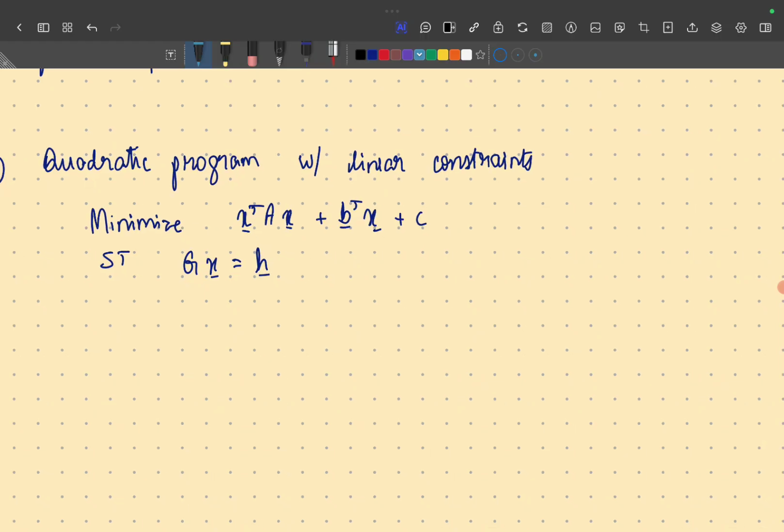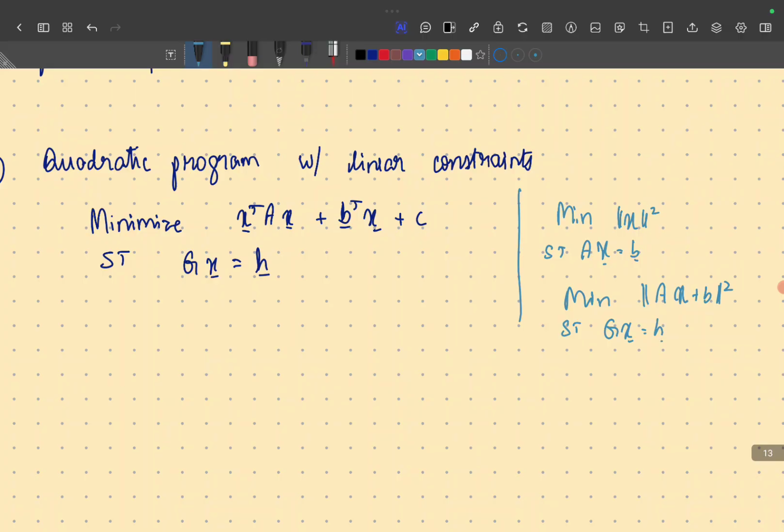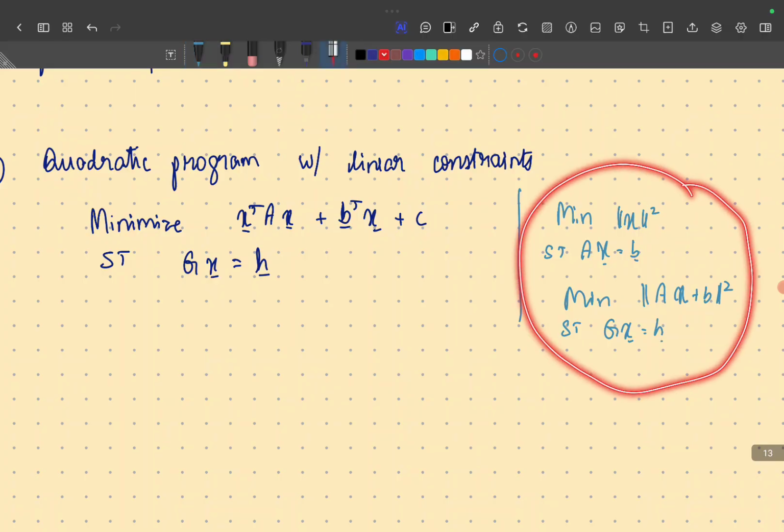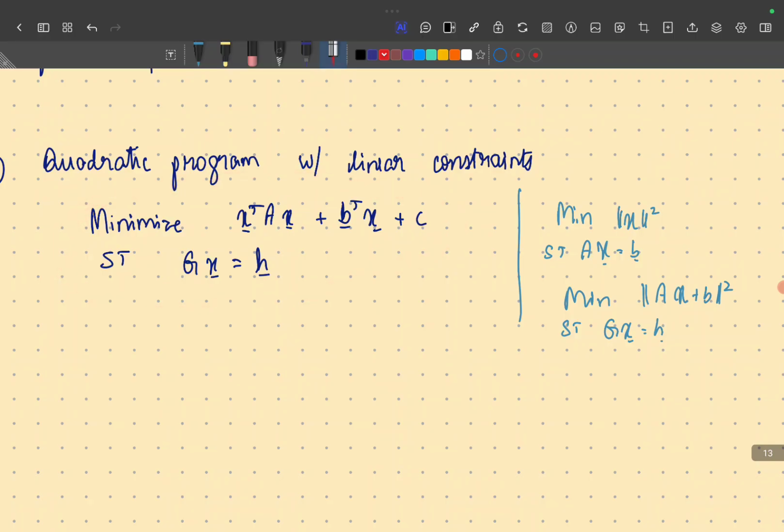Now, note that we've seen some special cases of this when I talked about duality. For example, one problem was to minimize norm x squared such that Ax equals b, or more generally you could minimize norm Ax plus b, the whole squared, such that Gx equals h. So all problems of this form are special cases of this optimization problem that I have over here.